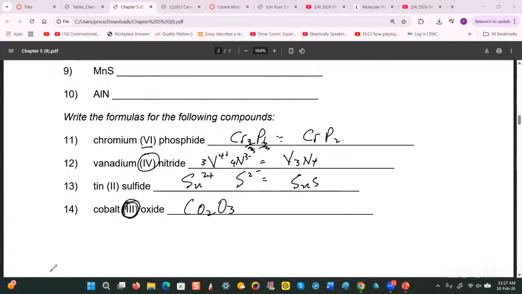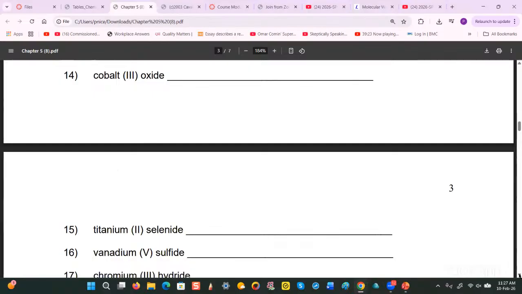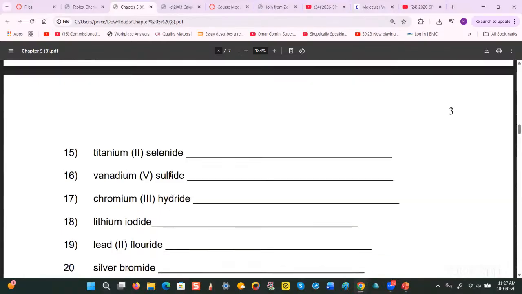Let me clear this here. Okay, titanium 2 selenide. What's the formula? TiSe. Okay, so I'm going to leave the rest of that for you to do as well. So let me clear this. Let's go down.